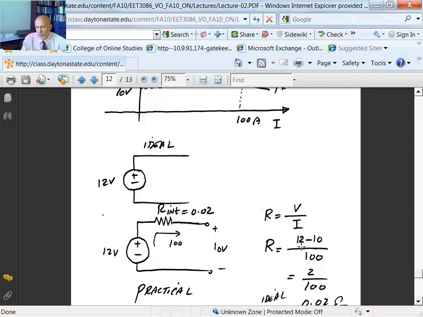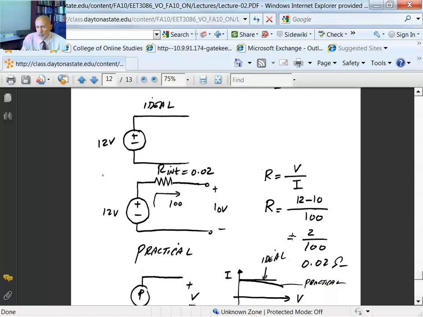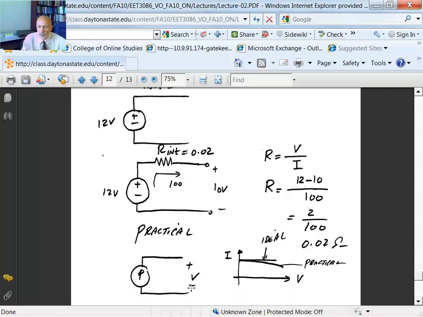So the voltage dropped from 12 to 10 when you draw 100 amps. If you calculate, that gives you 0.02. So you model your voltage source, and that becomes a practical voltage source. Some power supplies have 50 ohms output impedance resistance. That's what you put in there.